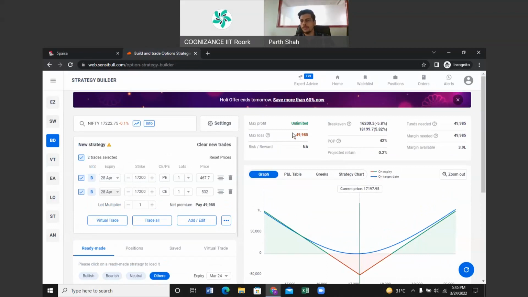So this will have the max profit unlimited, while you have a defined max loss, and then you have the probability of profit also.